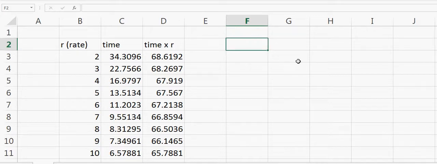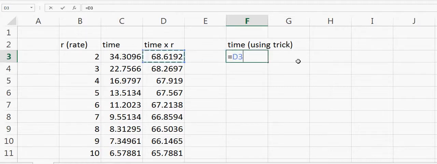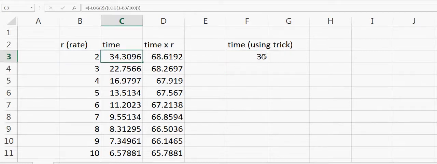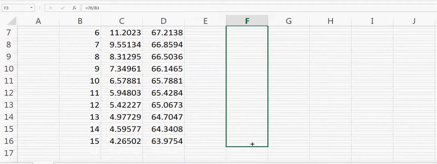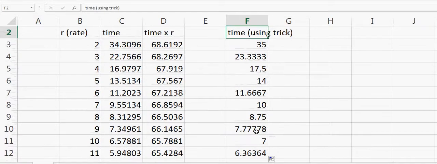Now if we calculate this using the trick, what should be the time using the trick? That should be equal to 70 divided by... wait, that's 35 years. You can see that originally we were calculating 34 years, but by using the trick it's 35 years. So it's a very close approximation, and we can keep doing this for all the rates and see that the numbers are very close to each other. If we have 9.55 years here, we get approximately 10 years.